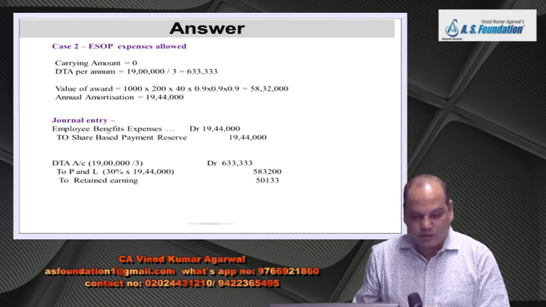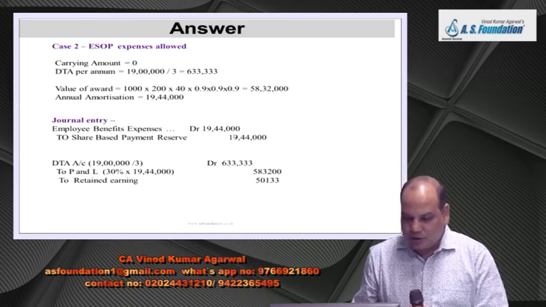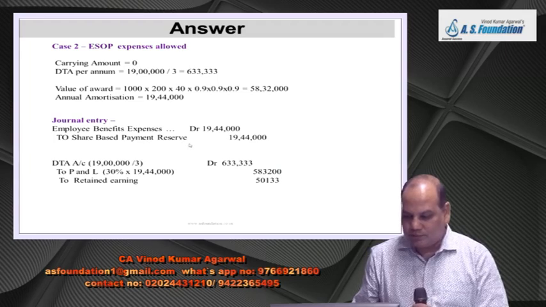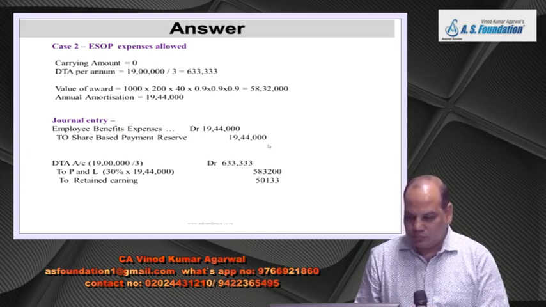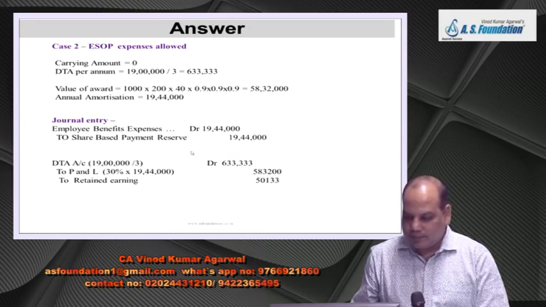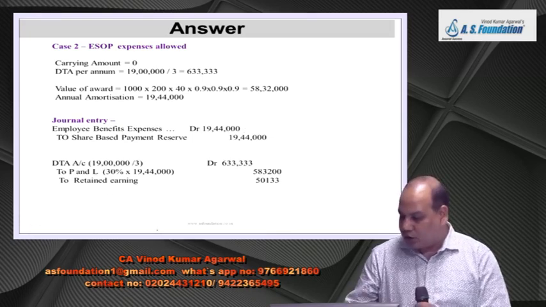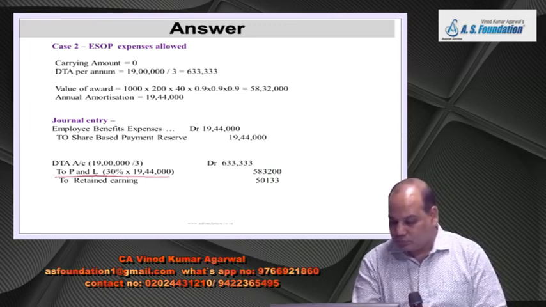First you write the journal entry: employee benefit expense account debit, this is your expense, 19,44,000, to share-based payment reserve 19,44,000. Then out of this 19,44,000, we have to identify how much should be transferred to P&L account and how much should be transferred to retained earning.